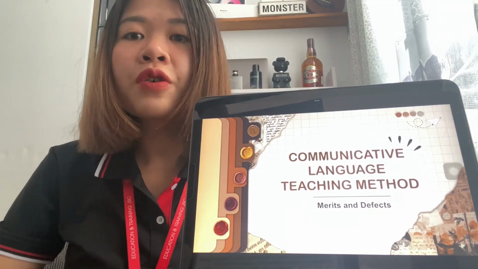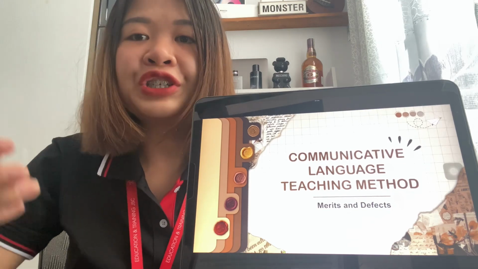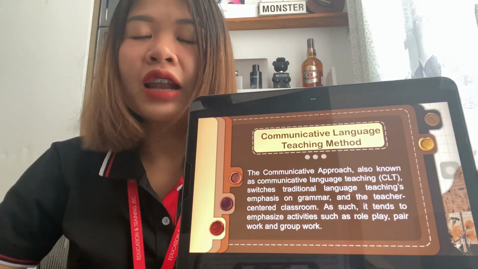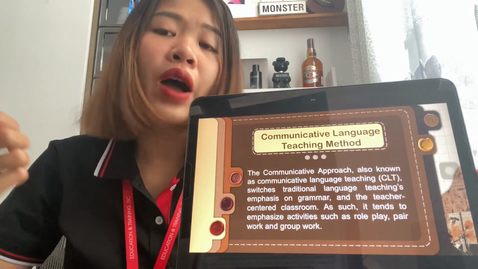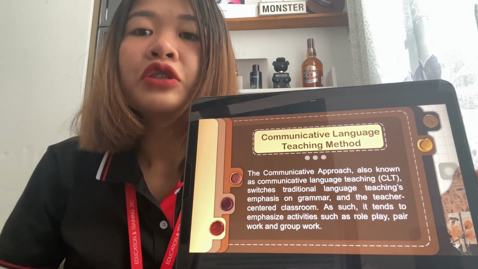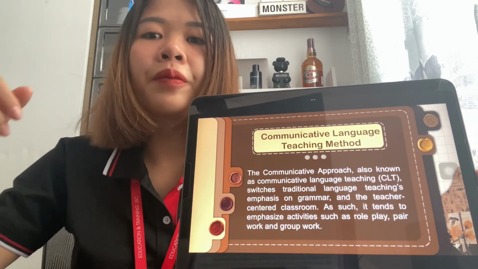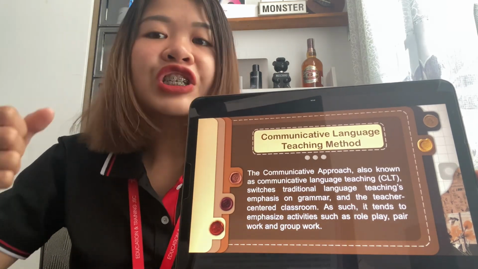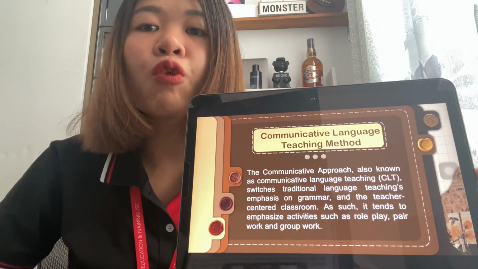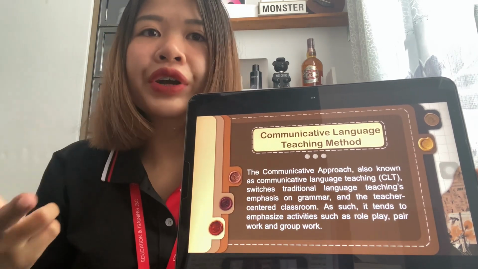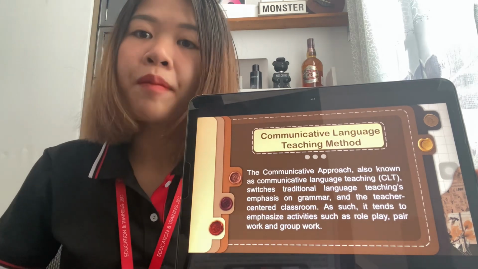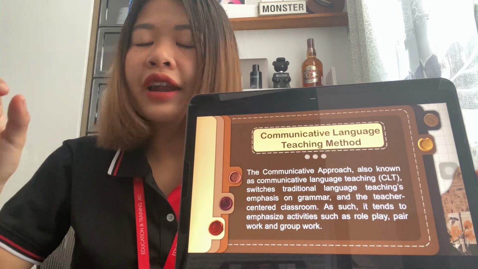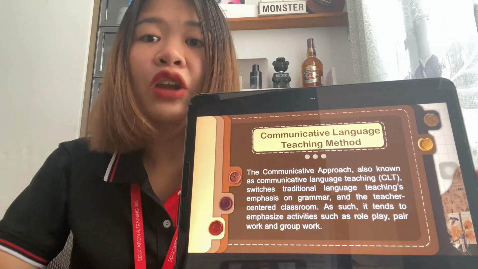The communicative approach, also known as Communicative Language Teaching or CLT for short, shifts from the traditional language teaching emphasis on grammar and the teacher-centered classroom to the active use of authentic language in learning and acquisition, and as such it tends to emphasize activities such as role play, pair work, or group work. And when we talk about a method or approach being used in a language teaching environment, we cannot avoid discussing its strengths and weaknesses.